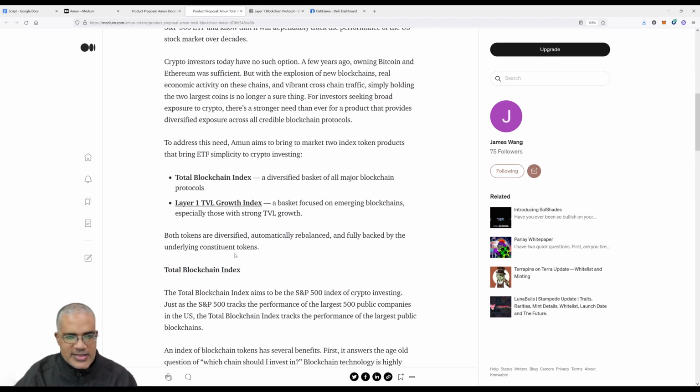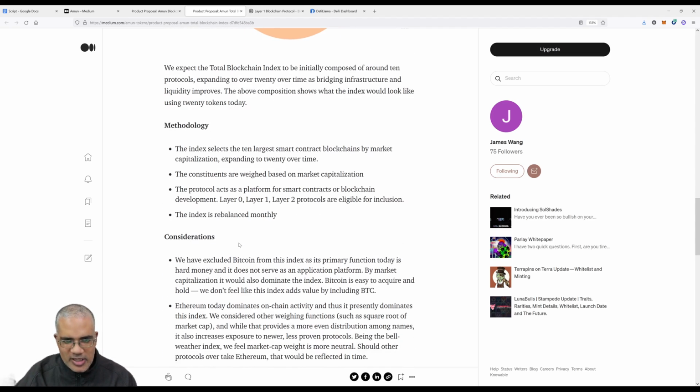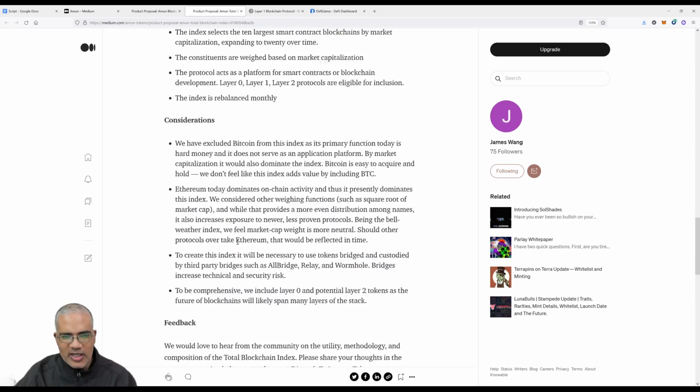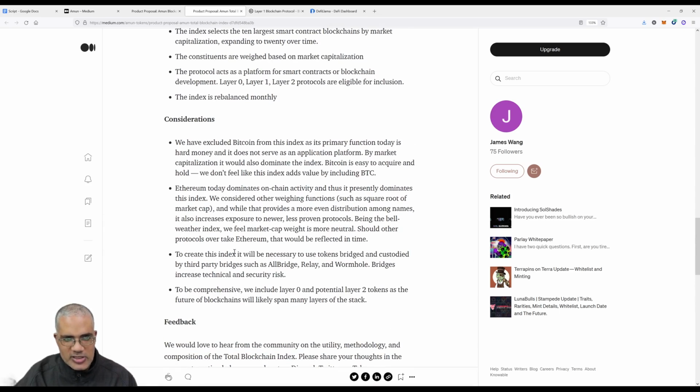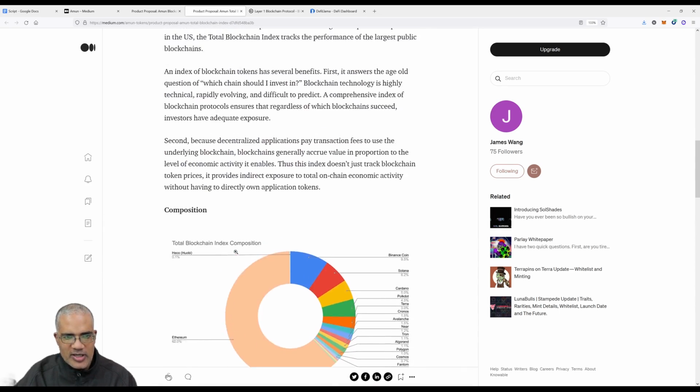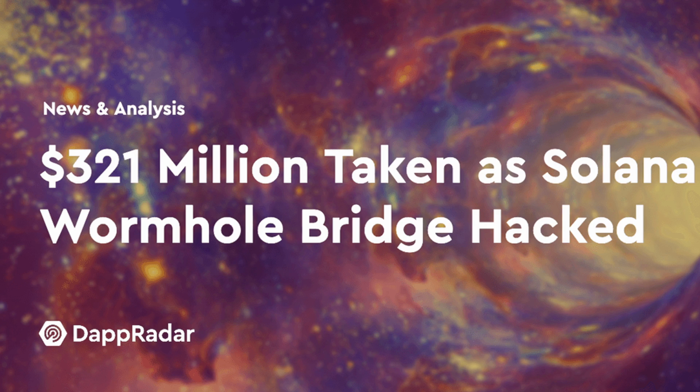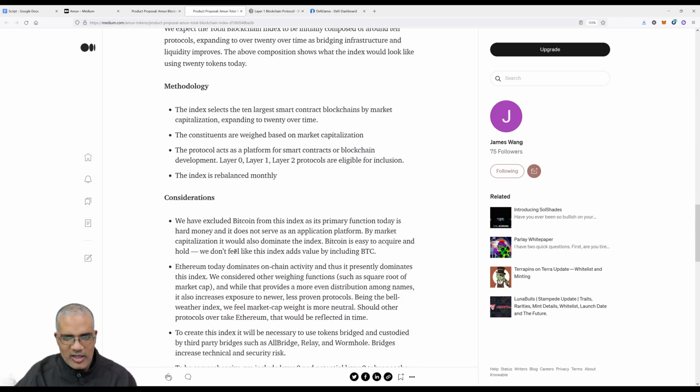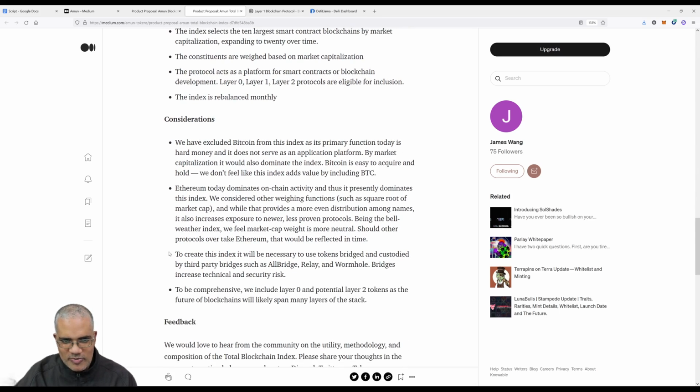So this is initially going to contain 10 protocols. So this will be bigger than the 6 protocols of the growth index. The problem is though, right, and they mentioned this as well, bridges are a problem. Because you guys have seen the hacks that have happened on bridges before. Bridges are a huge problem. They mentioned Bitcoin is excluded as well. They mentioned the bridge problem over here. Solana had that $200 million bridge problem, the Wormhole problem as well. That is something to take into consideration when thinking about this index token.